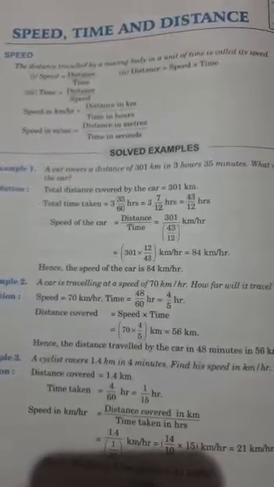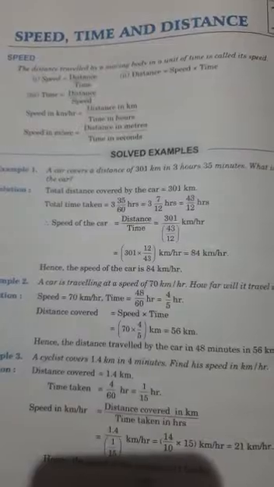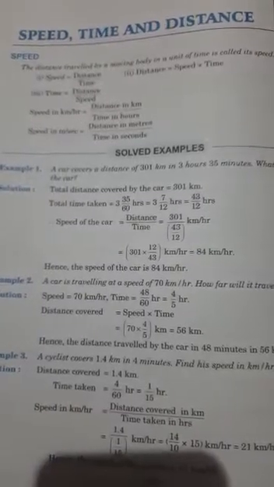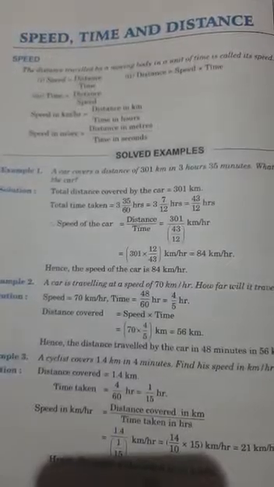If you want to find speed in kilometer per hour, our distance should be in kilometer and time should be in hour. If we need speed in meter per second, the distance should be in meter and time should be in second.